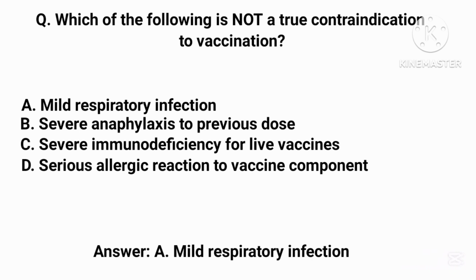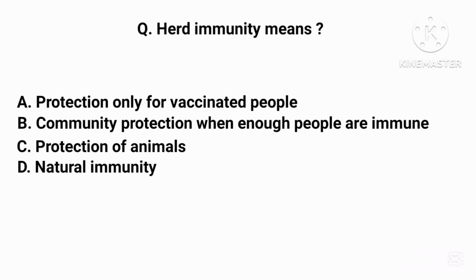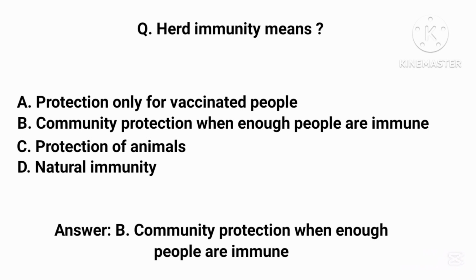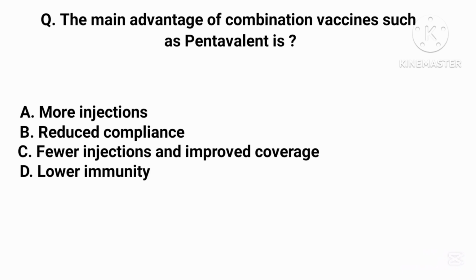Mild respiratory infection. Herd immunity means. Correct answer is option B. Community protection when enough people are immune. Which immune cell is primarily responsible for antibody production after vaccination? Correct answer is option B. B lymphocyte.